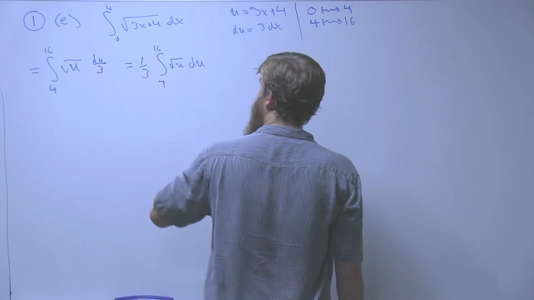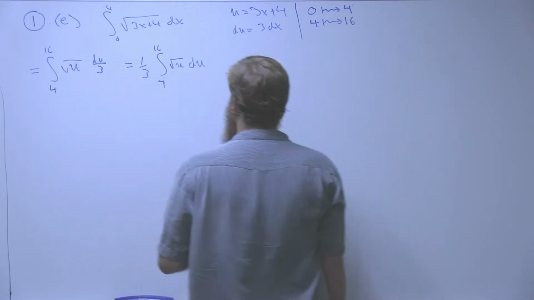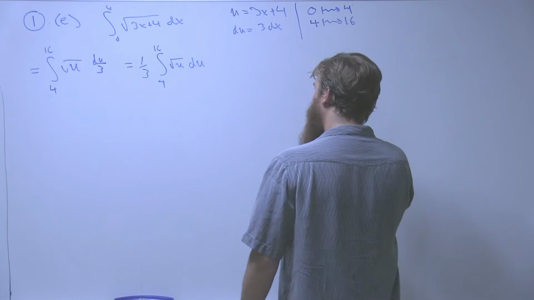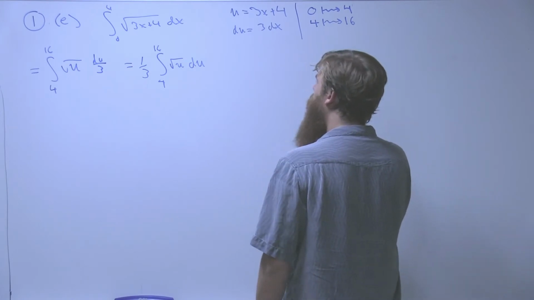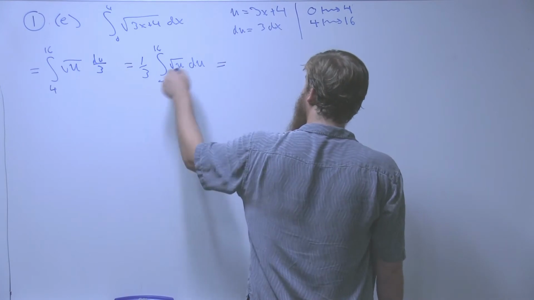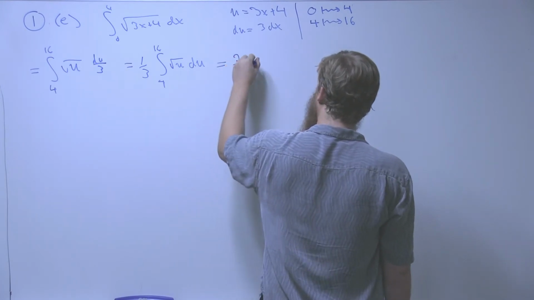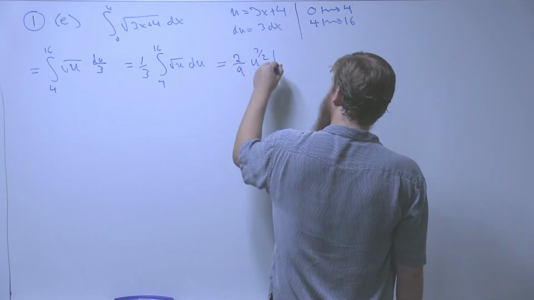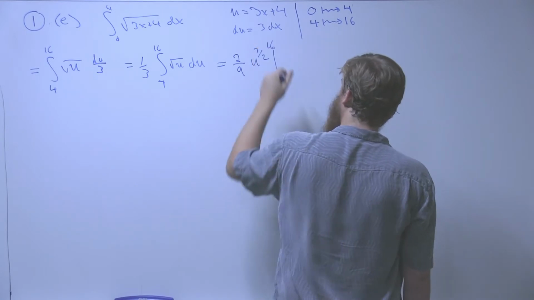And this is just a power rule integral. We did a couple of these in the last problem. So that's u to the 1/2. It's going to integrate to u to the 3 halves divided by 3 halves, which is 2/3 times u to the 3 halves. So with 1/3 out front, this becomes 2/9 u to the 3 halves evaluated between 4 and 16.